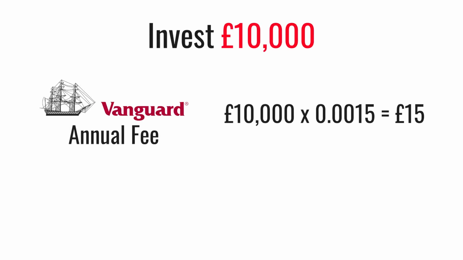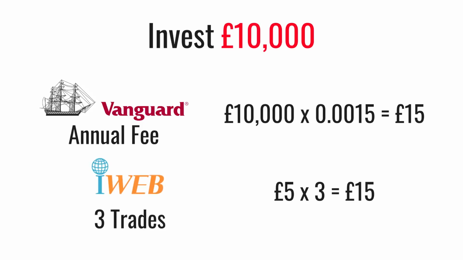To put some numbers behind that, let's consider what happens if you have £10,000 invested in your ISA. Vanguard's annual fee in that case would be 0.0015, or 0.15%, of 10,000, which is £15 per year. In order for IWeb's fee to be £15 per year, you'd only need to do 3 trades, because each of those costs £5. And it's extremely likely that you will do about 3 trades per year.